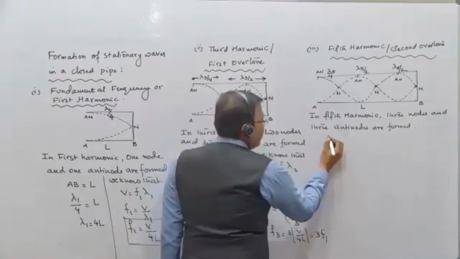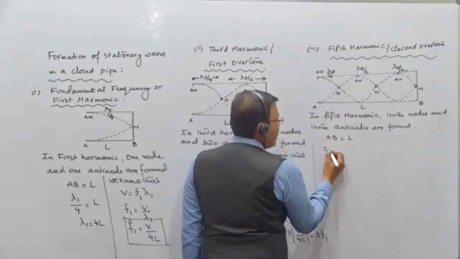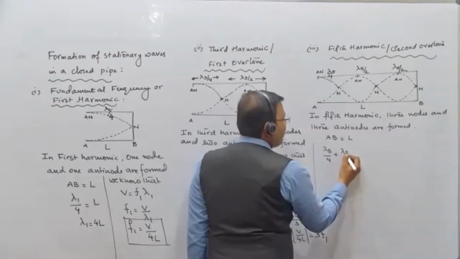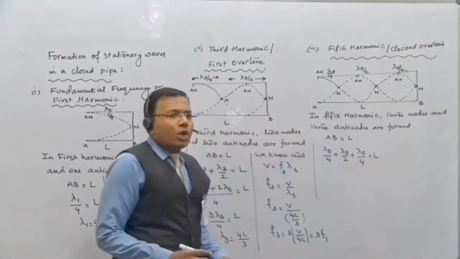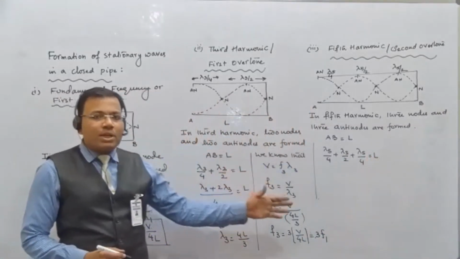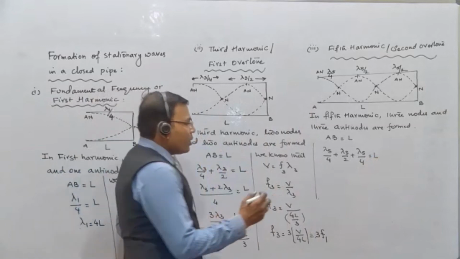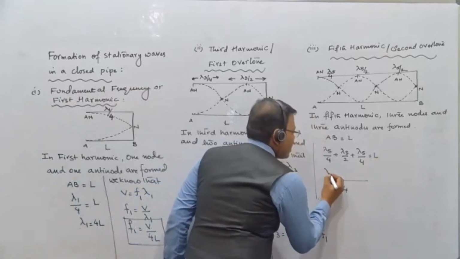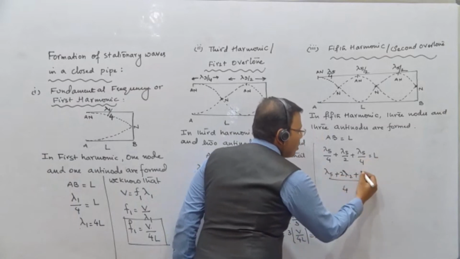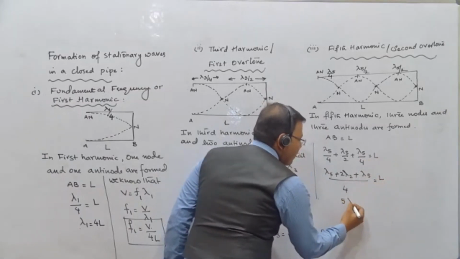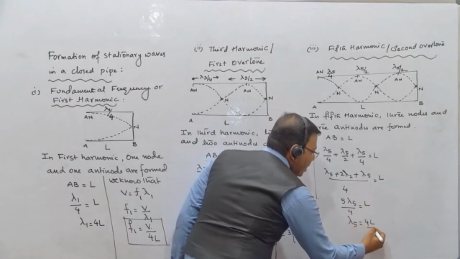And let us express this AB as the length of the pipe, L. So this is AB. So we can write this as lambda 5 by 4 plus lambda 5 by 2 plus lambda 5 by 4, and that equals L. Now students, if you take the LCM here, it is 4. By taking LCM 4, what is the term we are going to get? Let us see. So here 4 is the LCM. This is lambda 5 plus 2 lambda 5, plus lambda 5, equals L. So 5 lambda 5 by 4 equals L. So lambda 5, we are getting it as 4L by 5.